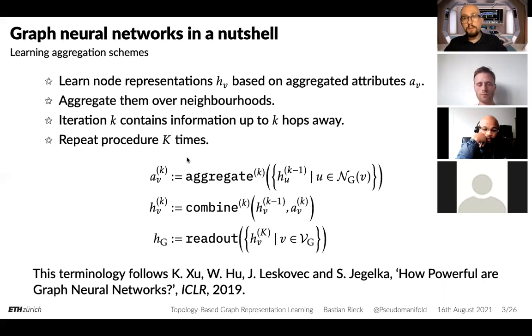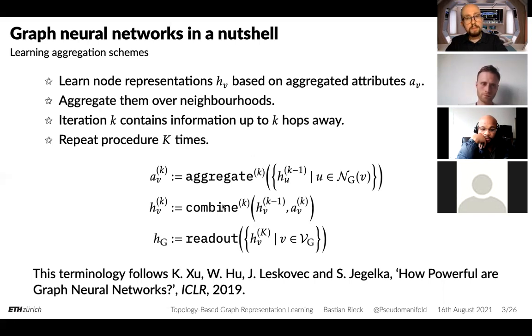Now here, just three formulas that illustrate this concept a little bit in a pseudocode fashion. So to get these aggregated attributes AV in step K, we call an aggregation function, which is typically just a collection function and results in a multiset. And we use the hidden representations of the neighbors that we already had in the previous step.